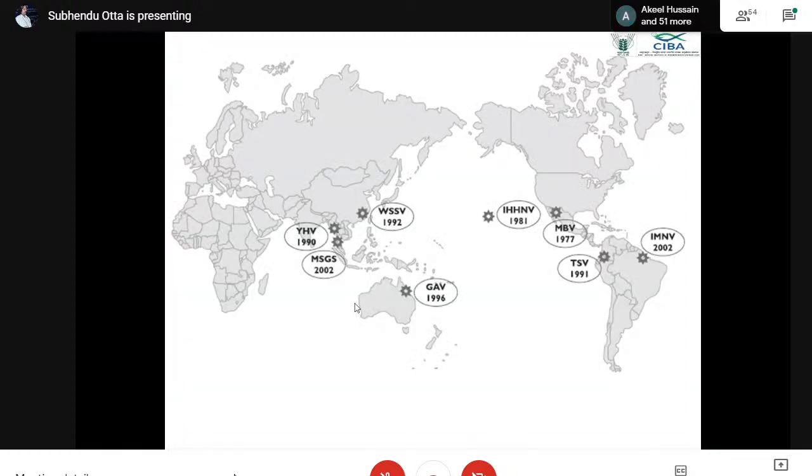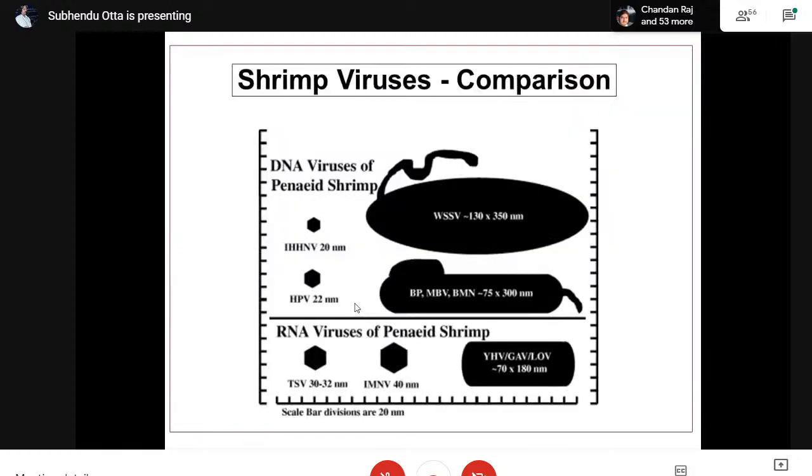If you see the world map at different time points, different viruses have originated from different places, but they are not limited to that place. Through transportation, whether by live cultured animals or live feed, they have been transported to different places and spread to different parts of the world. And now all the viruses you can find in many of the places.